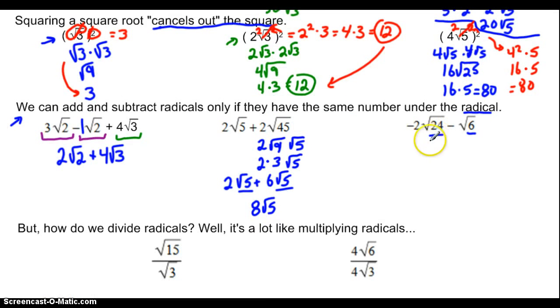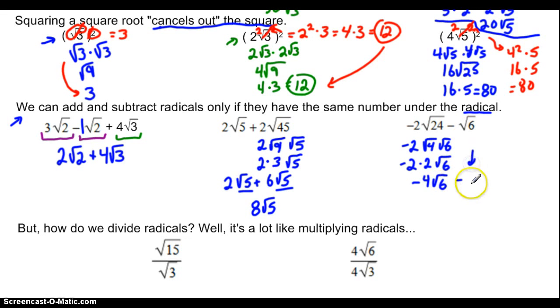So we can break this number down, the 24, into the square root of 4 and the square root of 6, because 4 times 6 is 24, and 4 is what we're trying to take out. Bring down that 2. And there's nothing else we can do with the square root of 6. That's as far as I can go. So the square root of 4 is 2. Bring down the square root of 6. Negative 2 times 2 is negative 4 square root 6. Oh, and this is a good thing now, because look at this.